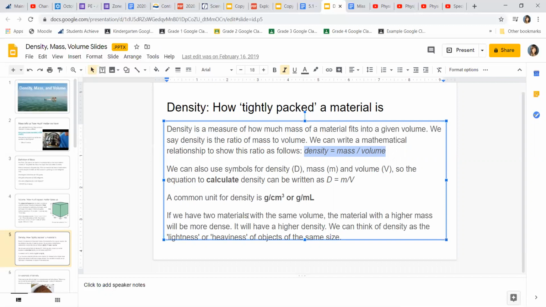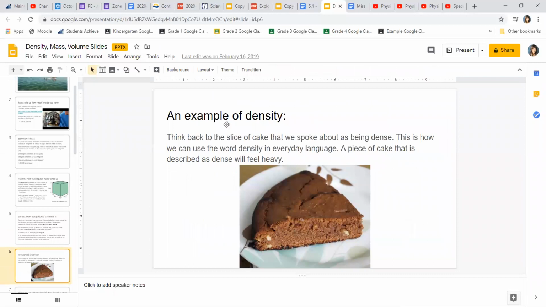If we had 2 materials with the same volume, the material with a higher mass will be more dense. It will have a higher density. So just keep in mind, we're looking at the lightness or heaviness of an object of the same size. So going back to that cake example, look at this. This definitely looks like a nice, dense cake. It's very tightly packed, whereas if you were to cut open, let's say, an angel food cake, you would see a lot more space between the pastry in there.